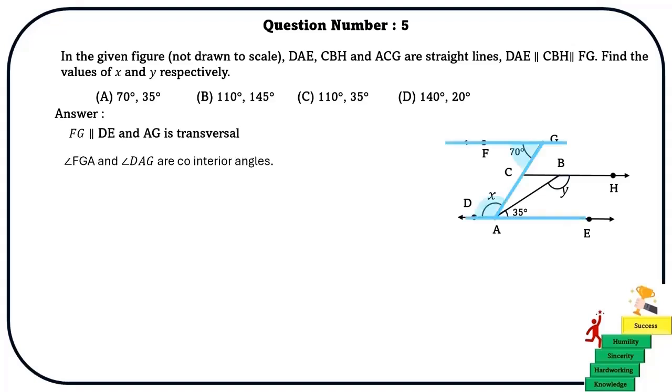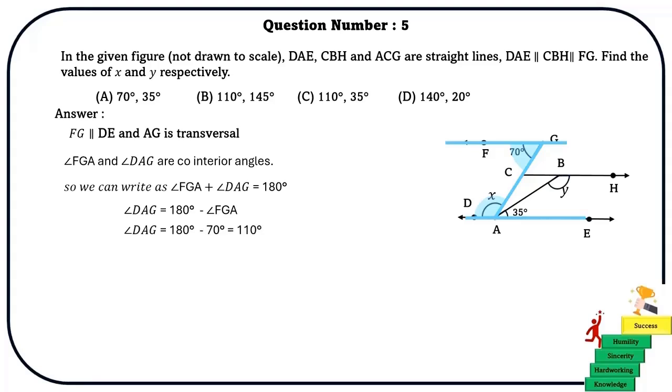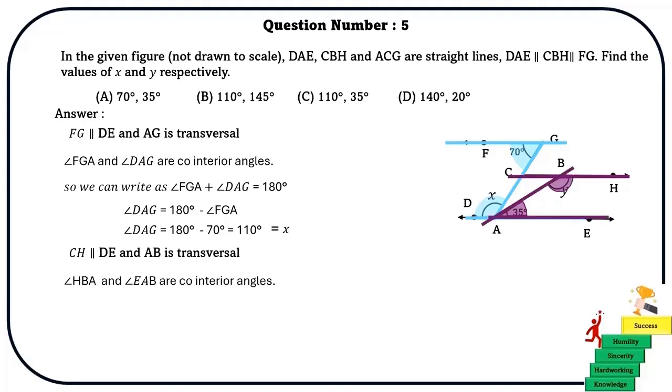Angle FGA and angle DAG are co-interior angles. So we can write this as angle FGA plus angle DAG is equal to 180 degrees. So angle DAG is equal to 180 degrees minus angle FGA. Angle DAG is equal to 110 degrees. That is x. CH is parallel to DE and AB is a transversal.